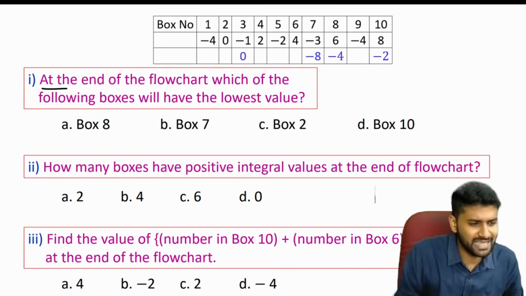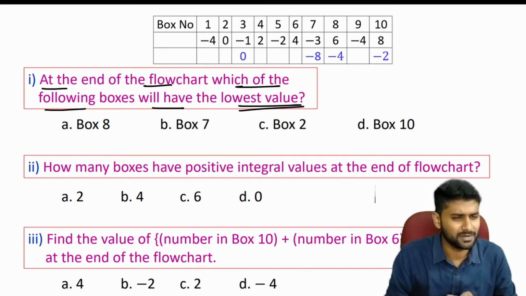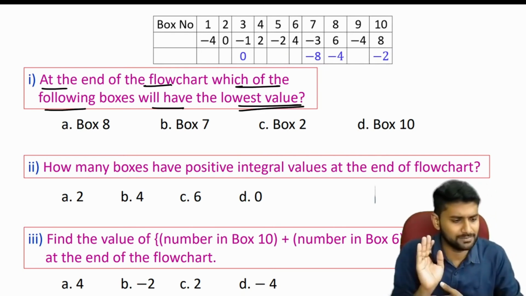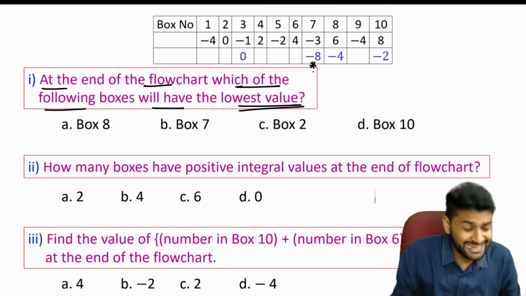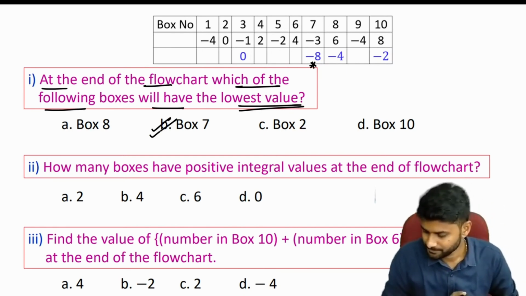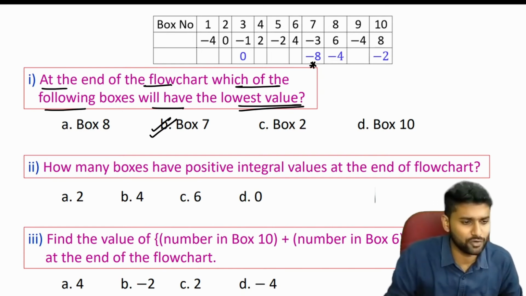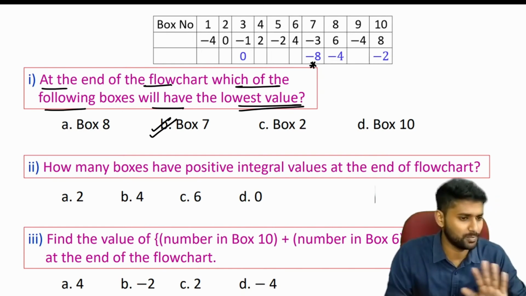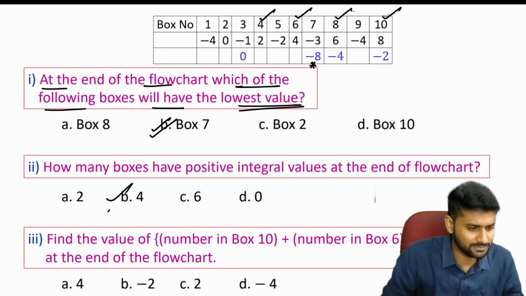Question number 1. At the end of the flow chart, which of the following boxes will have the lowest value? So what is the lowest value here? If you observe all the numbers, the lowest value is minus 8, which is there in box number 7. Next one, how many boxes have positive integral values at the end of the flowchart? Positive integral. 0 is not a positive integral. 2, 4, 6, 8. Now what about the remaining ones? That's it. There are 4 only.